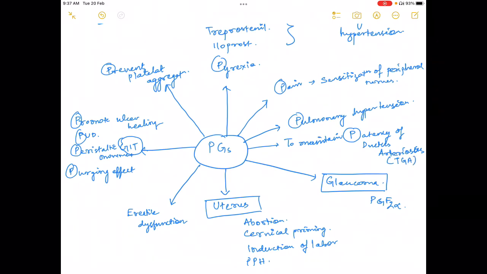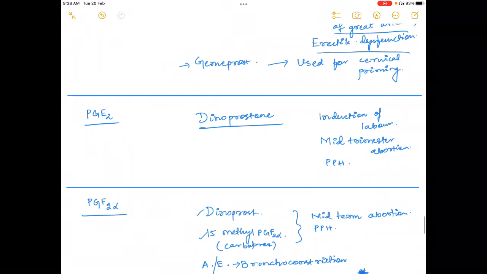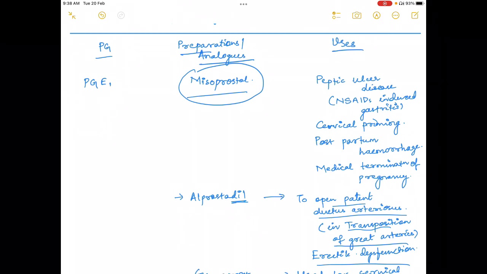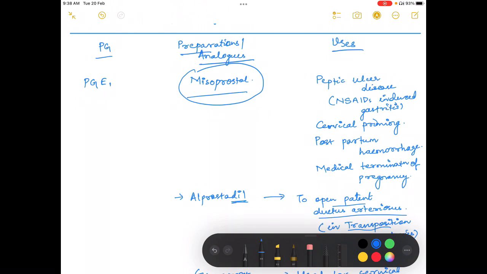So there are a lot of P's and a single G. The P's are preventing platelet aggregation, pyrexia, pain, pulmonary hypertension, patency of ductus arteriosus, peristaltic movement, peptic ulcer disease. Then there is a single G, like glaucoma. This way you can remember the prostaglandins. The most important thing in this chapter is the various analogs of prostaglandin, which is usually asked. So that's all for this lecture. Thank you.